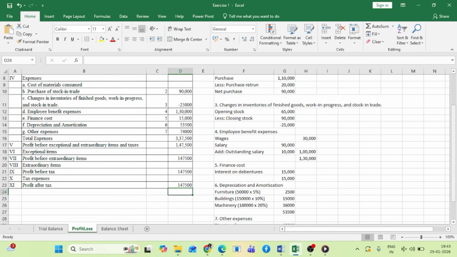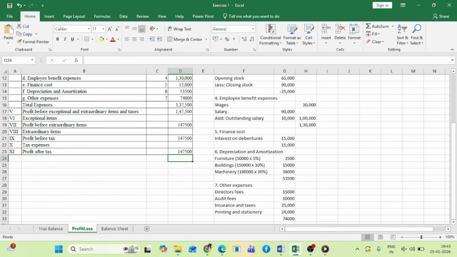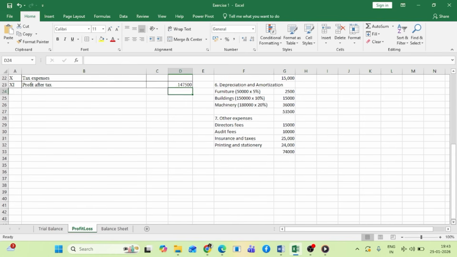So altogether there are three different items that we need to show in the appropriation of profit. I will show you how to prepare the appropriation of profit. So I'm just going a bit below.